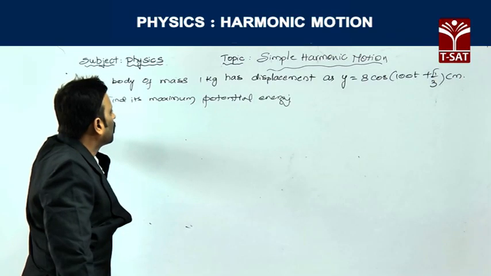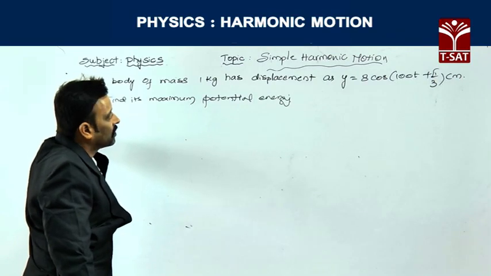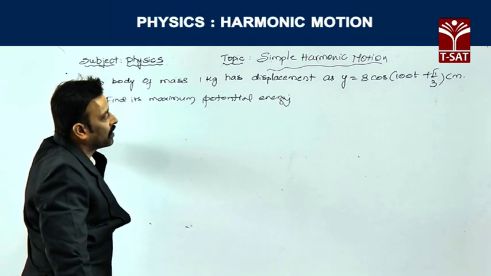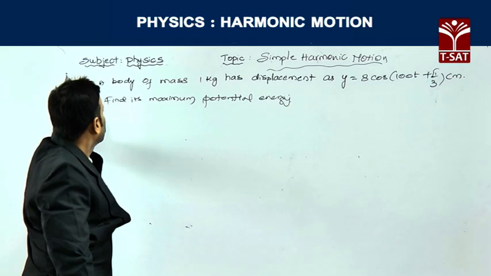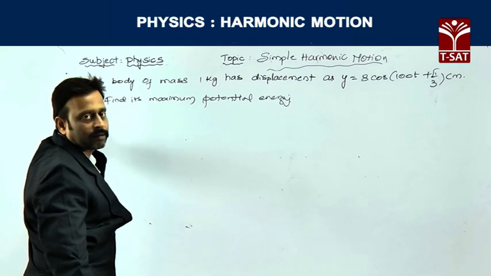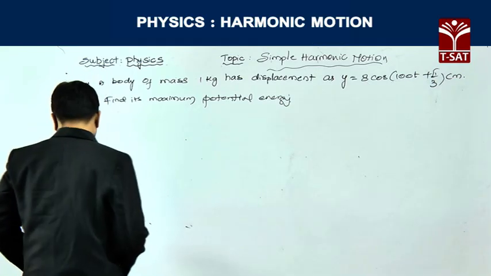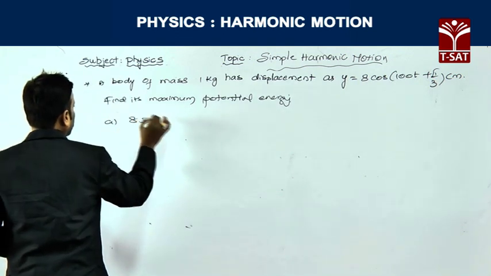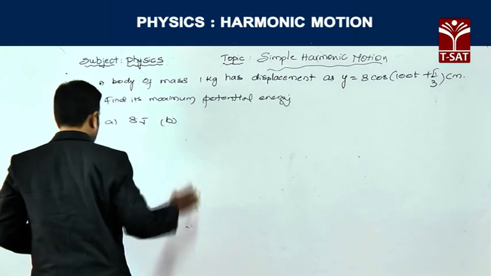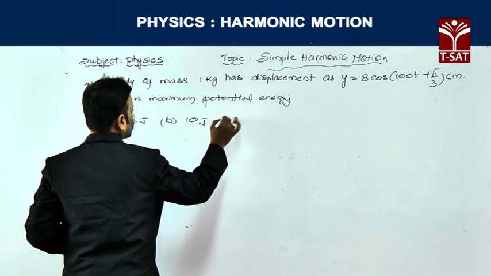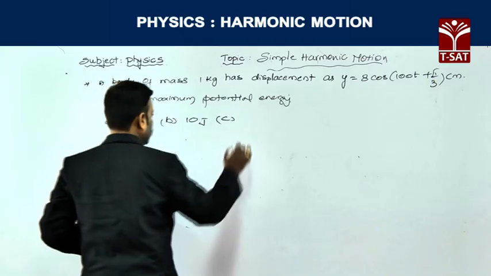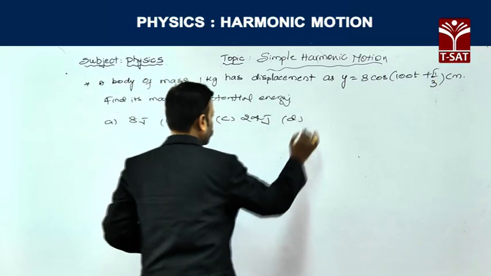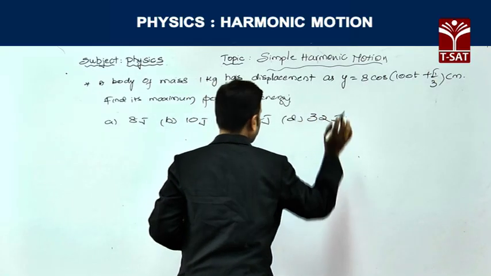A body of mass 1 kg has a displacement that varies according to the given equation y is equal to 8 cos 100 t plus pi by 3 centimeters. You are asked to calculate its maximum potential energy. The given options are, first one 8 joules, second one 10 joules, third one 24 joules, and the last one 32 joules.